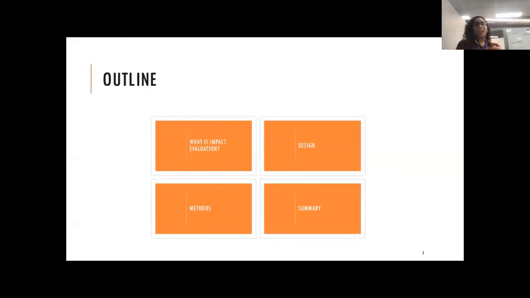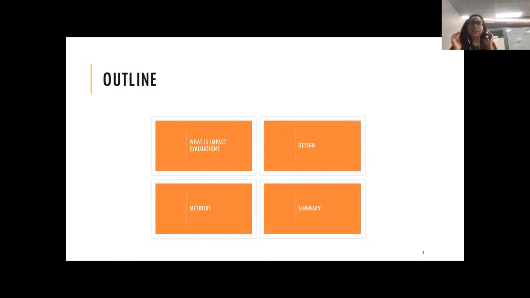So what we want to discuss today about impact evaluation is a brief definition. I want to talk briefly about how we design an impact evaluation, what some of the methods are that are available there, and I will wrap up in the last session. Throughout the presentation, I'm going to use conditional cash transfers as an example of something that we can evaluate, just because that's where my experience comes from.